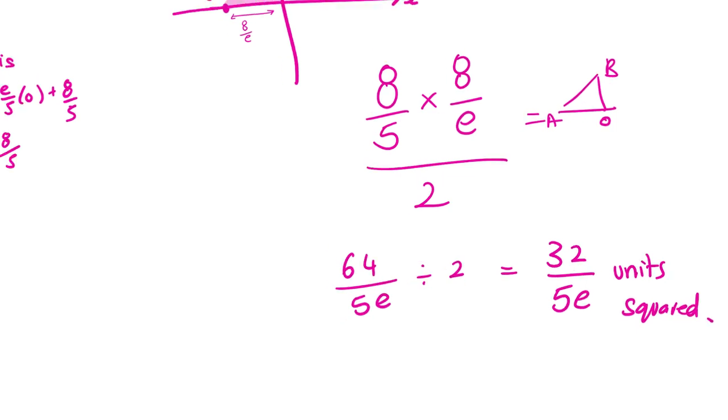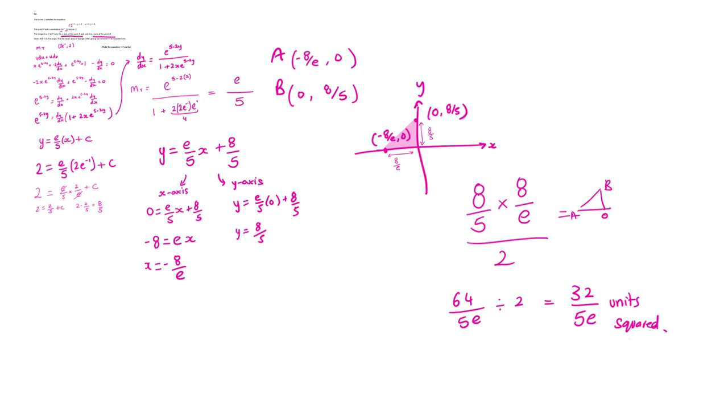So once I found the equation of the line, I needed to find the points A and B where it cut the x-axis and y-axis. So when it cuts the x-axis, y is 0. So I substituted y as 0 to find the coordinate of A. Then where it cuts the y-axis, x is 0, into the equation of the line. And then the area of the triangle is this.